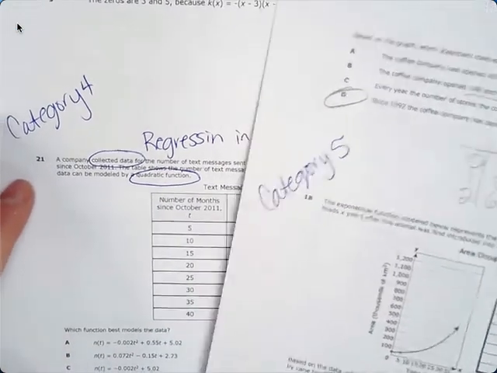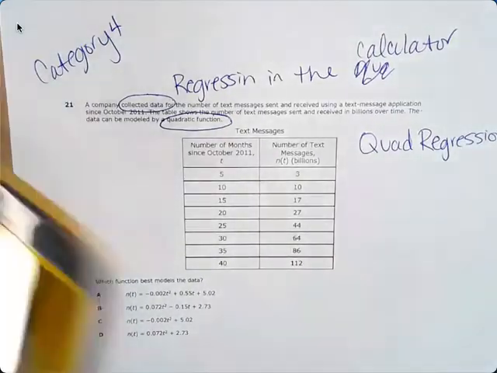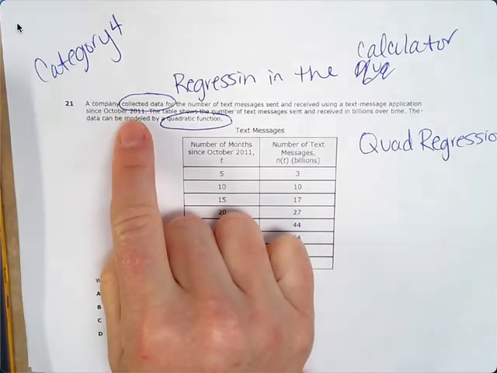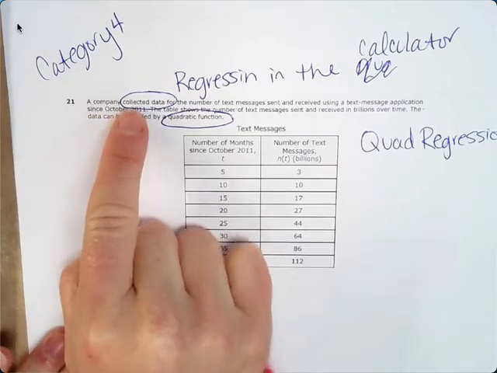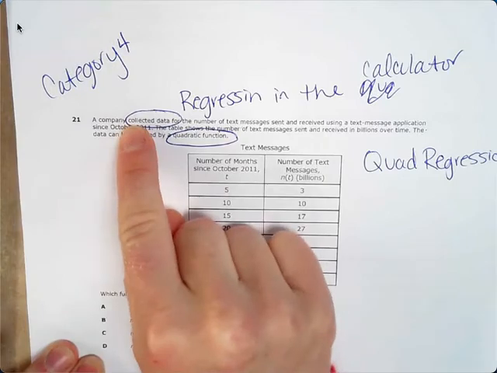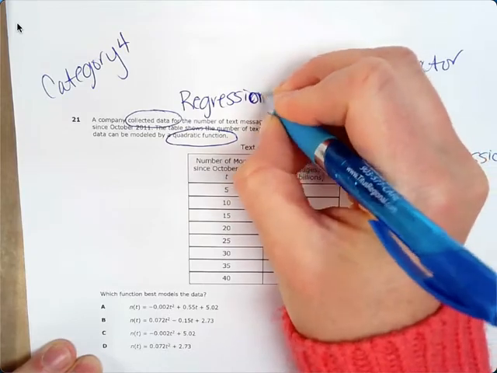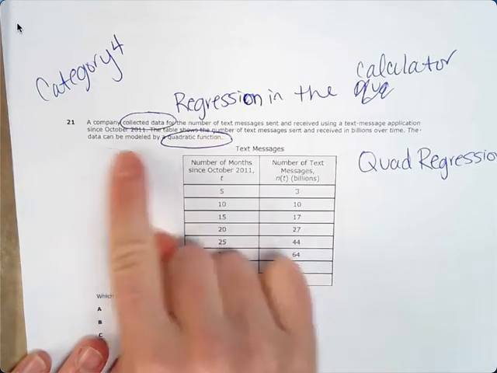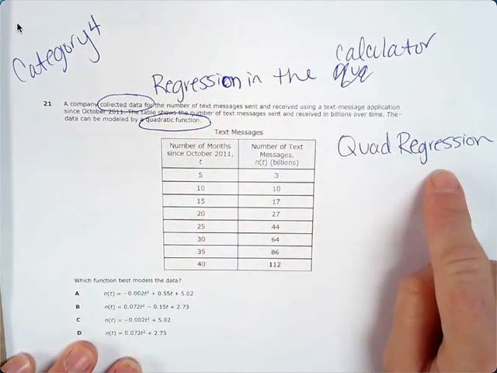So we'll look at 21, category 4 first. So you need your calculator. And whenever you read this problem, there are a couple things that stand out. One is that a company collected data. Anytime something or someone collects data, we can use regression. Regression in the calculator. And then it also tells us down here the data can be modeled by a quadratic function.